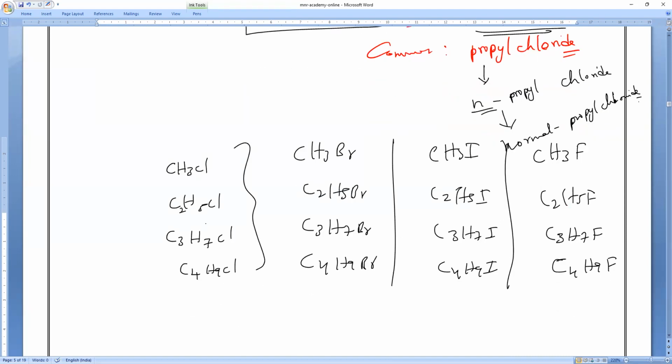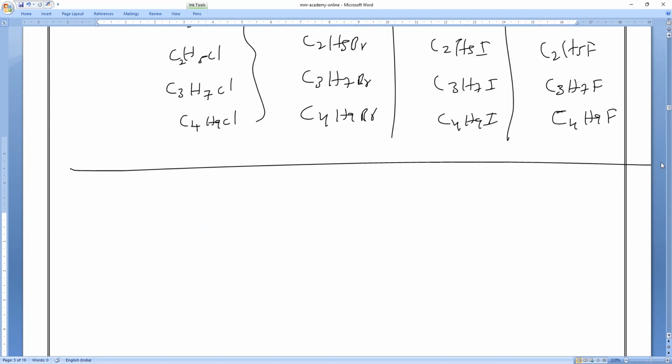All are haloalkanes. Everything is called a homologous series, and they have a general formula. What is the general formula, everybody? CnH2n+1Cl here, CnH2n+1Br here, CnH2n+1I here, CnH2n+1F here.